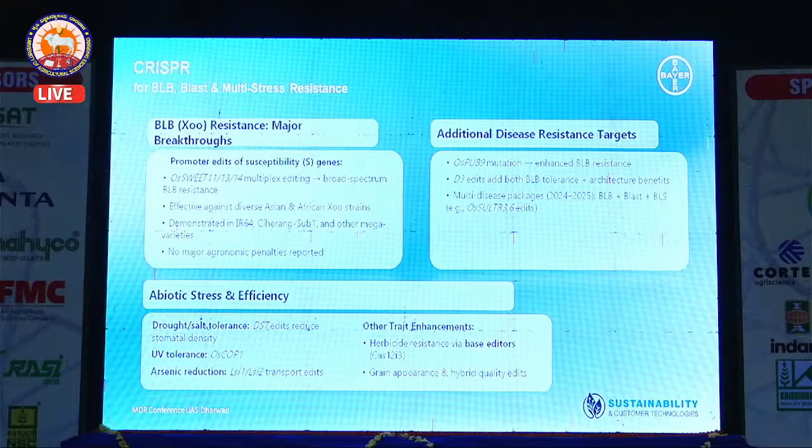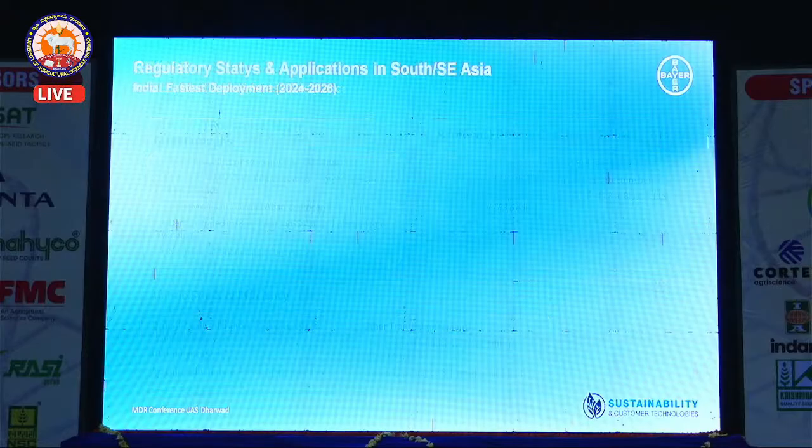That's why I can say a lot of new technologies are now available, improving yield along with bringing a lot of enhancements like herbicide tolerance, drought tolerance, arsenic reduction, and grain appearance. It can be done using most of the genomics technology we learned today.